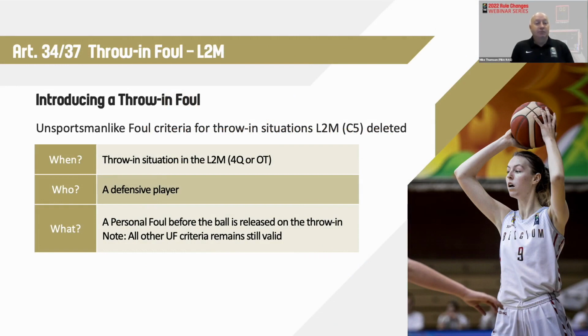As we look at our next major change, we're really talking about the combination of two articles here, Article 34 and Article 37. The first and most important thing to recognize is that unsportsmanlike foul criteria C5, our throw-in situation in the last 2 minutes, has been deleted. It is no longer an automatic unsportsmanlike foul should the defense commit a foul in the last 2 minutes when the ball is still in the hands of the thrower-in or prior to its release. So we've eliminated the C5 criteria from Article 37.